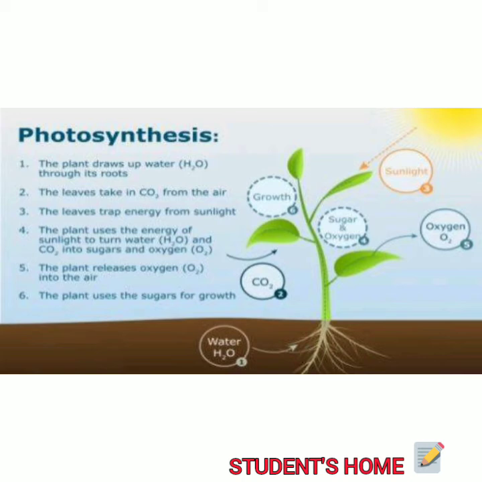That means the chlorophyll present in the leaves is trapping the sunlight. Now point number 4, the plant uses the energy of sunlight to turn water and carbon dioxide into sugars and oxygen. Next, number 5, the plant releases oxygen into the air. Then after the whole process of photosynthesis, the plant releases oxygen into our atmosphere that we breathe. Then point number 6, the plant uses the sugar for growth. Here sugar means, class, the carbohydrate which is produced during the photosynthesis process.